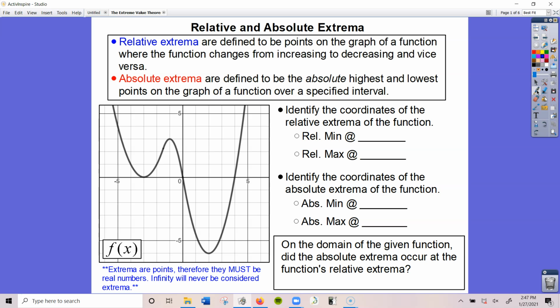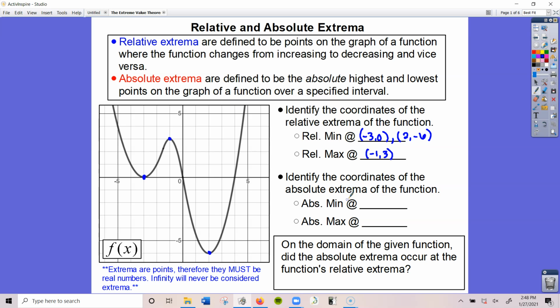So let's examine that. We have here the function f of x. If I want to find the coordinates of the relative minimums, that's where your function changes from decreasing to increasing. So we have two. We have one here and one here. Those coordinates would be (-3, 0) and (2, -6). For the relative maximum, it's just this one right here, which is at (-1, 3).